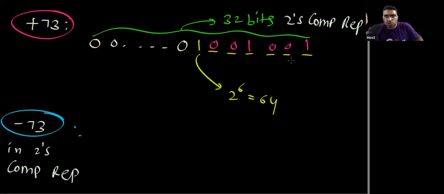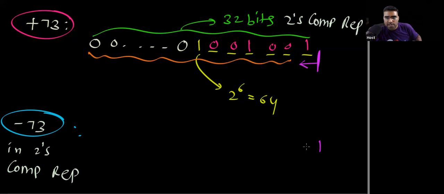Very simple. You just go from left to right until the first one. Until the first one, everything will be the same. For the remaining, what will you do? You will complement the remaining. So the remaining you will complement. Okay. 1, 1, and so on 1. All the remaining will be 1.